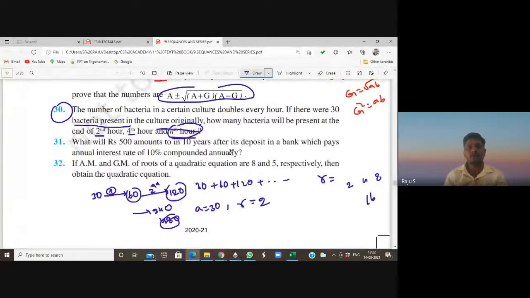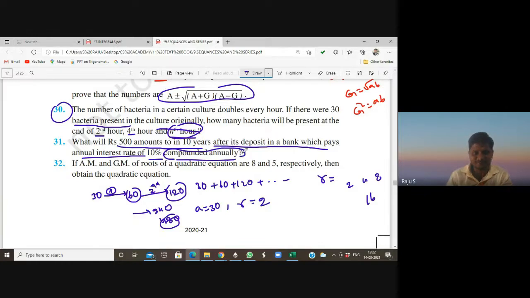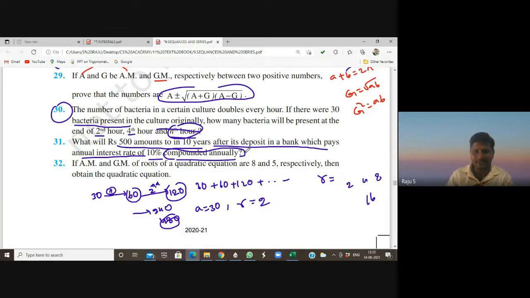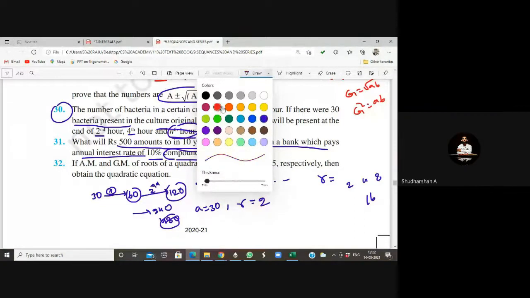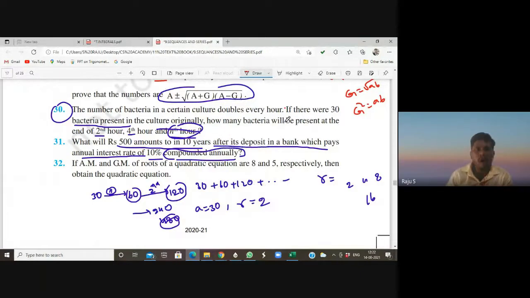So what about question number 31? Tell me fastly what is the answer. What will be the amount of 500 rupees in 10 years after its deposit in a bank which pays annual interest 10% compounded annually? It is not simple interest. Simple interest would be AP, but whenever it is compound, it becomes GP. Simple means AP, compound interest means GP, that's all.